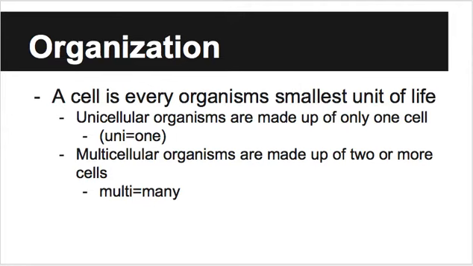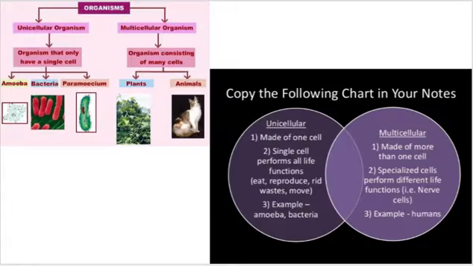We talked about this at the beginning of the year, on the language of science worksheet. Uni means one, like a unicycle or a unibrow, a person with one eyebrow. That means one. Multicellular organisms are made up of 2 or more cells. Multi means many. I think we've probably seen that before.